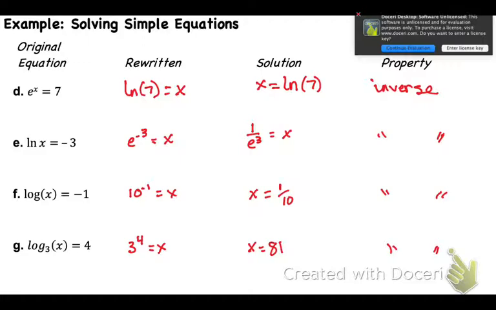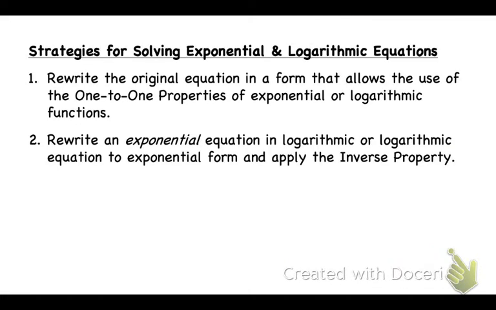Okay, so the strategies we used, if you want to write them, you may, but you don't have to. We rewrote the original equation in a form that allows us to use the one-to-one property. The first thing we should always try is what property? One-to-one. Why should we try one-to-one first? Because it's easiest, correct? Then the next thing we should do is rewrite it. If we're in exponential, we should go to where? Logarithmic. If we're in logarithmic, we should go to exponential. That's how we should work these things.